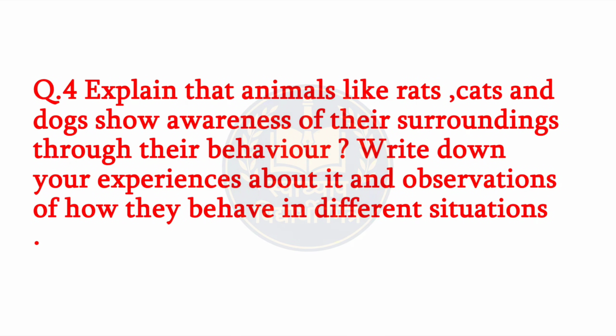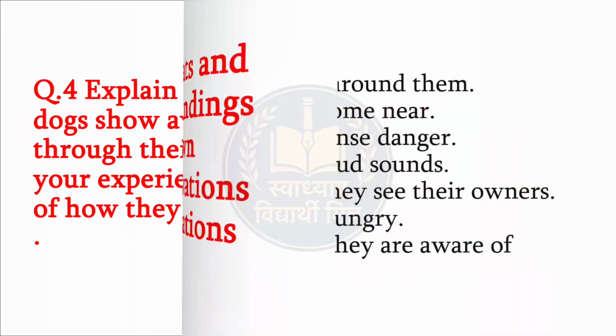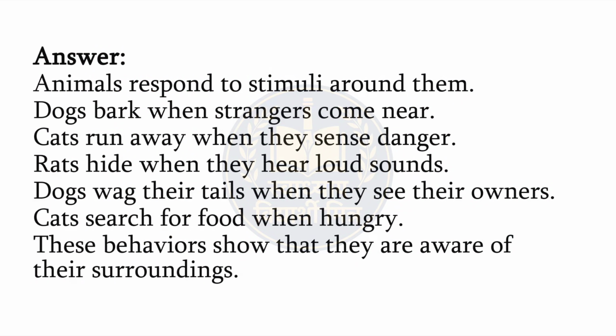Question 4. Explain that animals like rats, cats, and dogs show awareness of their surroundings through their behavior. Write down your experience about it and observations of how they behave in different situations. Answer. Animals respond to stimuli around them. Dogs bark when strangers come near. Cats run away when they sense danger. Rats hide when they hear loud sounds. Dogs wag their tails when they see their owners. Cats search for food when hungry. These behaviors show that they are aware of their surroundings.